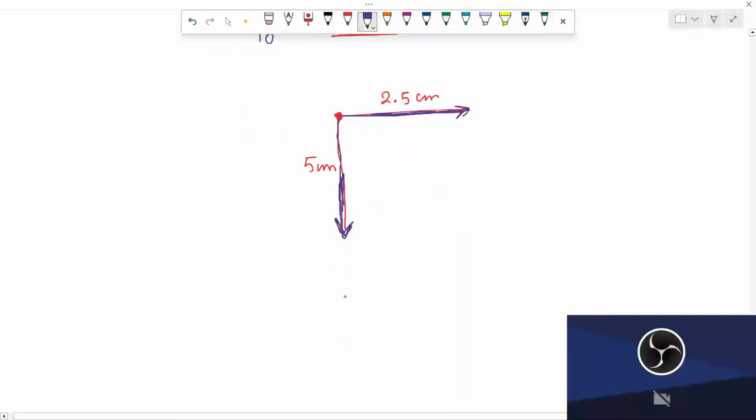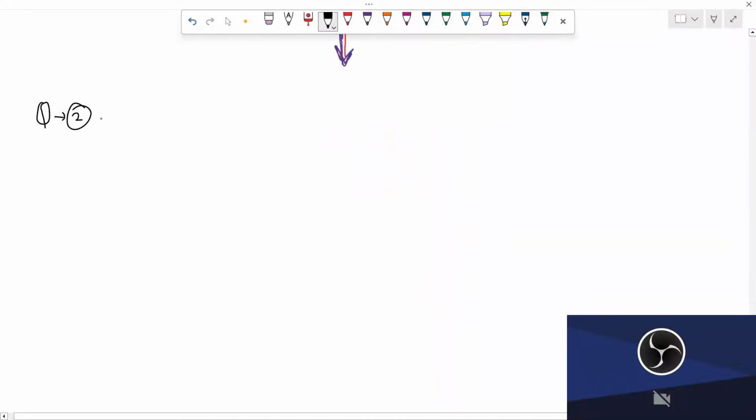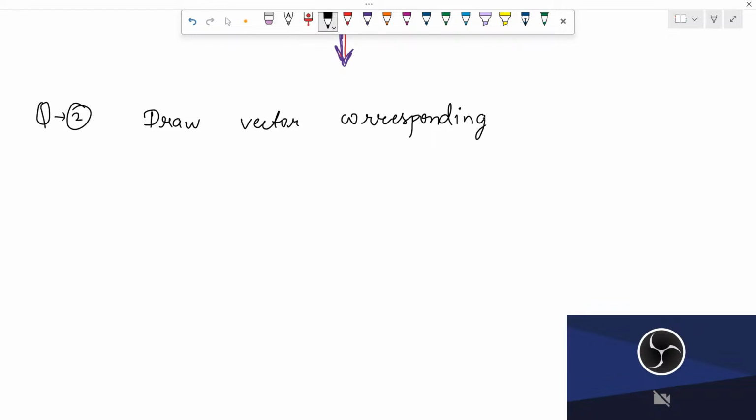Okay, so we'll move to the second question, which is a little higher in level. The next one is: draw the vector corresponding to the following displacement. To the following displacement you need to draw the vector.